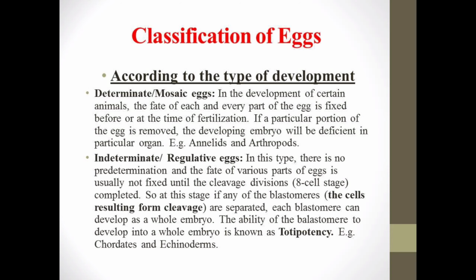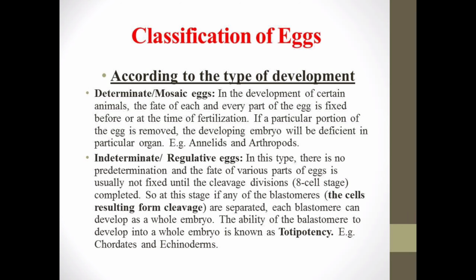In simple terms, as you already know that there are different structures involved in the development of zygote inside the egg, and if we remove one of those structures, the embryo or the developing zygote will be deficient of that. Now, talking about the indeterminate eggs, they are just opposite to the determinate eggs, and the fate of parts of the egg is not usually fixed. So if any structure of the egg is removed until the 8-celled stage, the embryo will not be deficient in any of the structures.